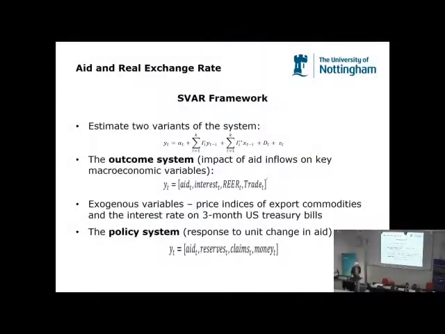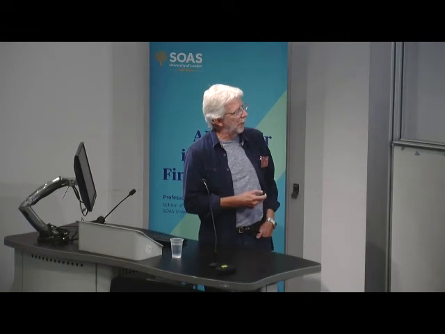Okay, so what's our modeling framework? It's a straightforward structural VAR where we have a set of endogenous variables and a set of exogenous variables and dummies to allow for outliers in particular months. And then we estimate two systems. What we call the outcome system is to capture the impact of an aid flow on key macroeconomic variables.